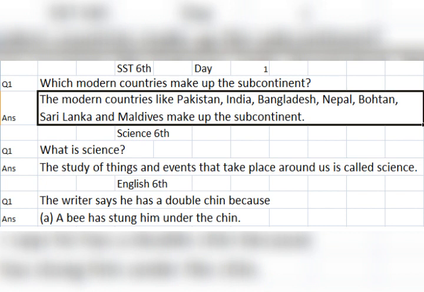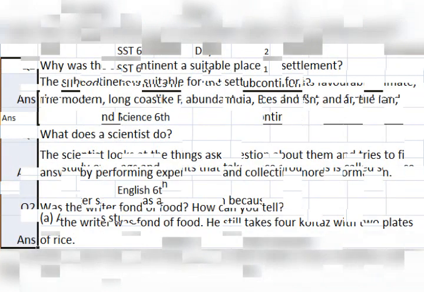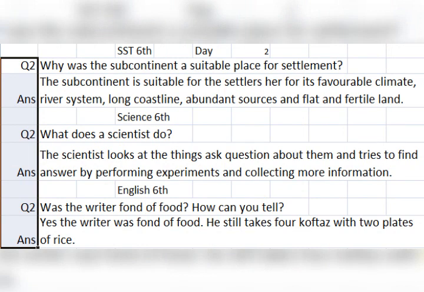J1 Class 6, which modern countries make up the subcontinent? The modern countries like Pakistan, India, Bangladesh, Nepal, Bhutan, Sri Lanka and Maldives make up the subcontinent. J1 Science Class 6, what is science? The study of things and events that take place around us is called science.